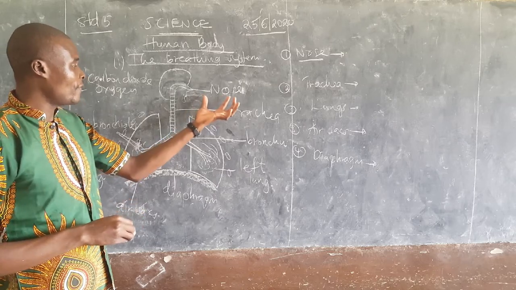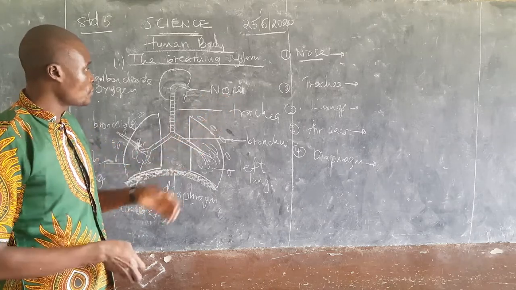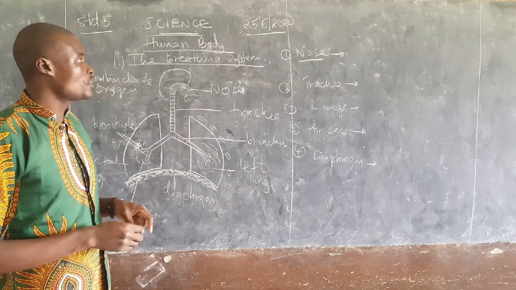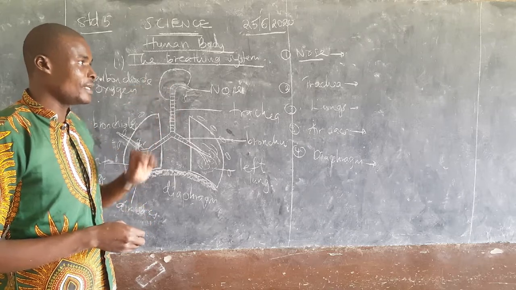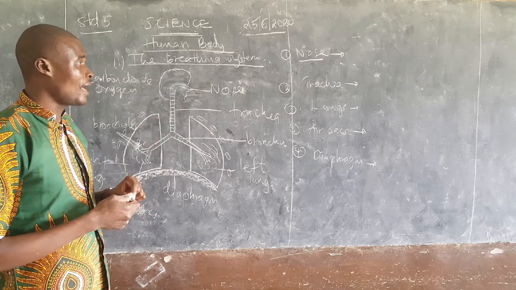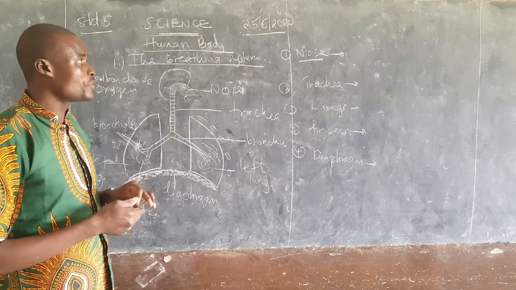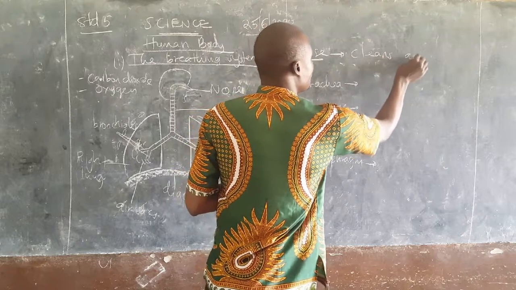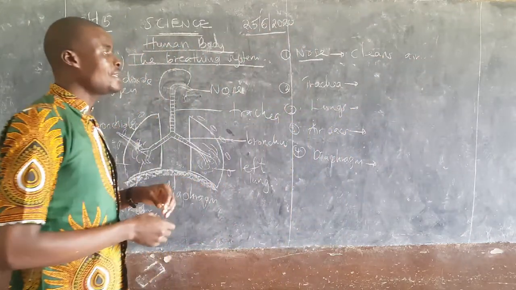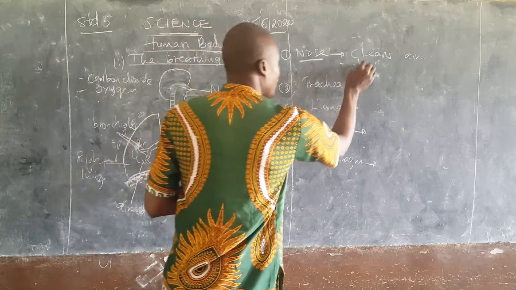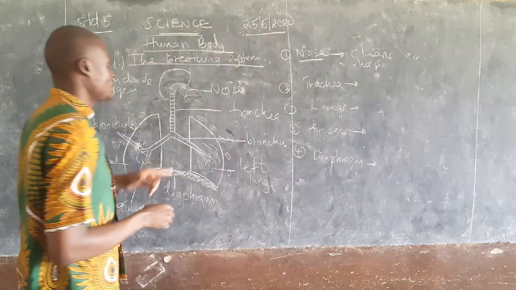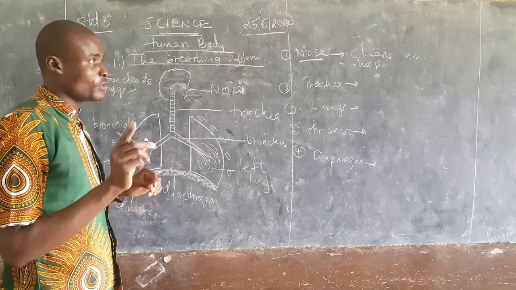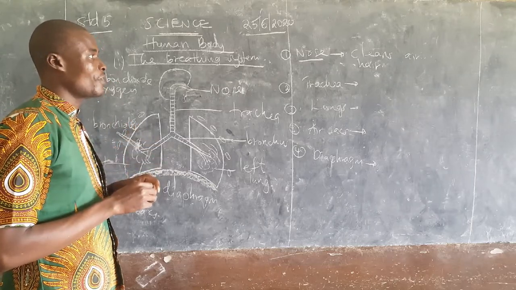So the first part that you can see here is the nose. The work of the nose is to inhale, to take in oxygen, and then its major role is to clean. So the nose cleans air. It has hair in it, small hair. You can feel them from your nose. Though don't touch your nose. It is not allowed during this time of corona.